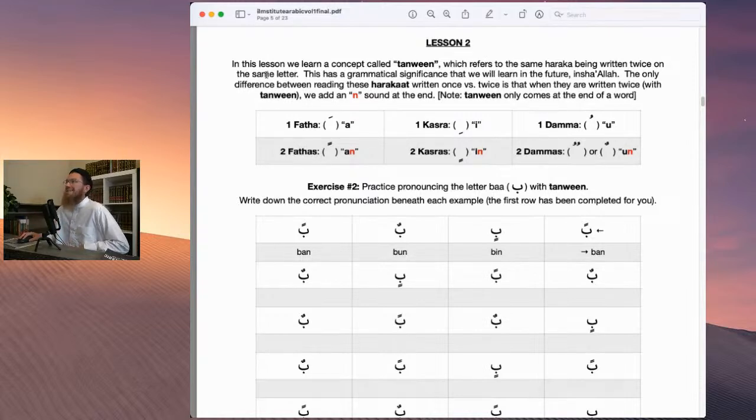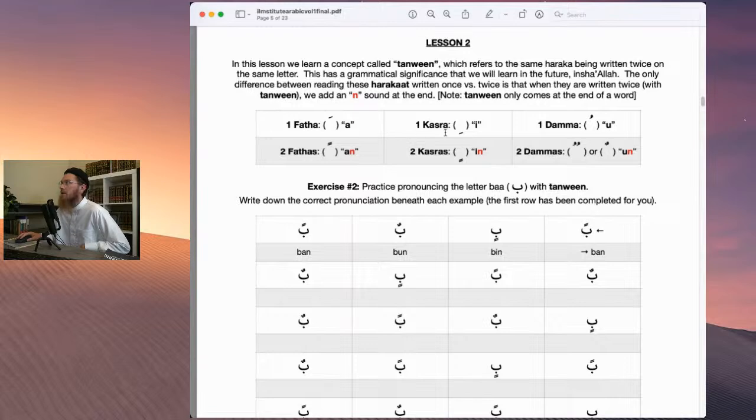So lesson 2. In this lesson, we learn a concept called Tanween, which refers to the same harakat being written twice on the same letter. This has a grammatical significance that we will learn in the future, inshallah. The only difference between reading these harakat written once versus twice is that when they are written twice with Tanween, we add an N sound at the end. Note, Tanween only comes at the end of a word. If that sounded confusing, it's going to become very apparent once we look at the examples.